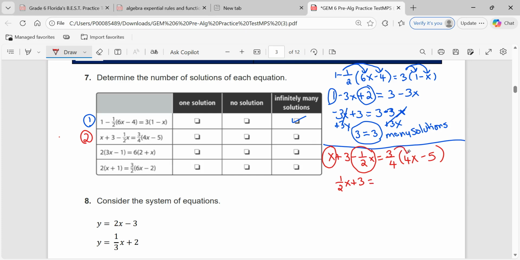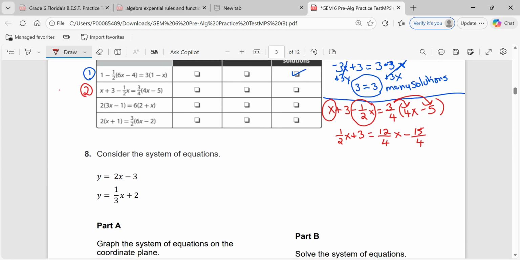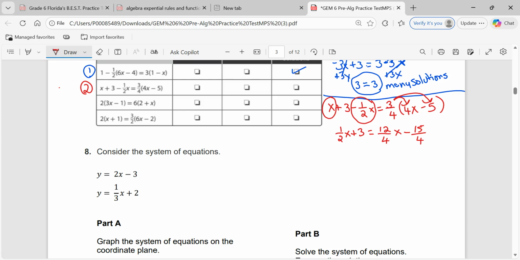And that's equal to 3/4 times 4x, which is going to give me, when I multiply straight across, 12/4 x minus 3/4 times negative 5. And that's going to give me negative 15/4. Now, you don't like working with fractions. I do not. It makes it complicated. Remember, you can rationalize the denominator, meaning I'm going to multiply both sides by 4. Could have done that earlier, but I wanted to do that half x first, just so we could get rid of the denominator, because I have all different types.